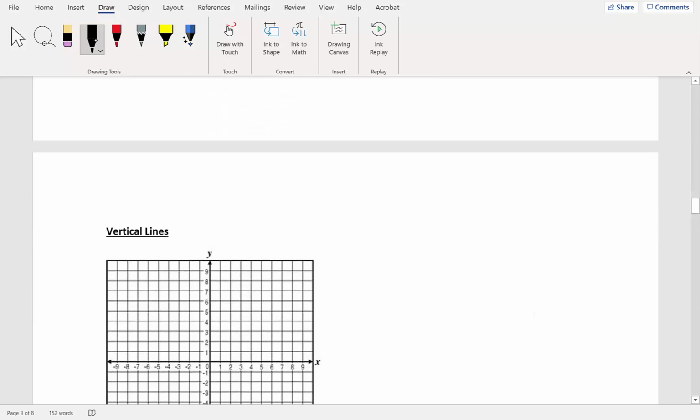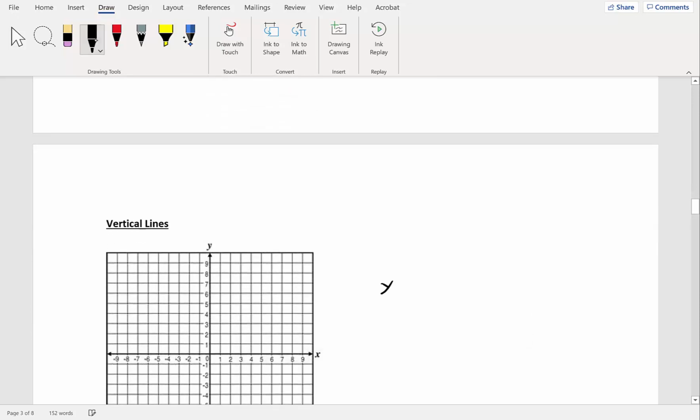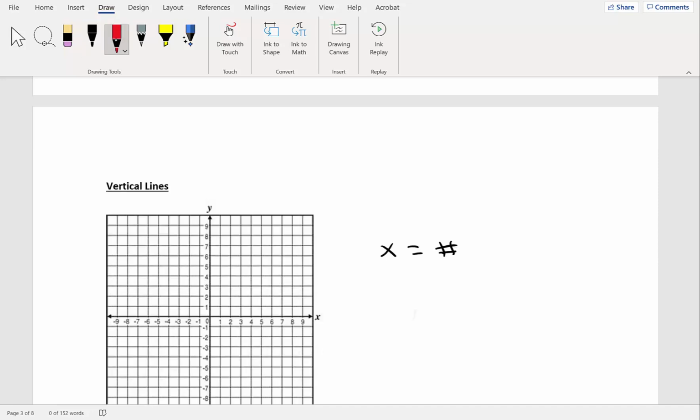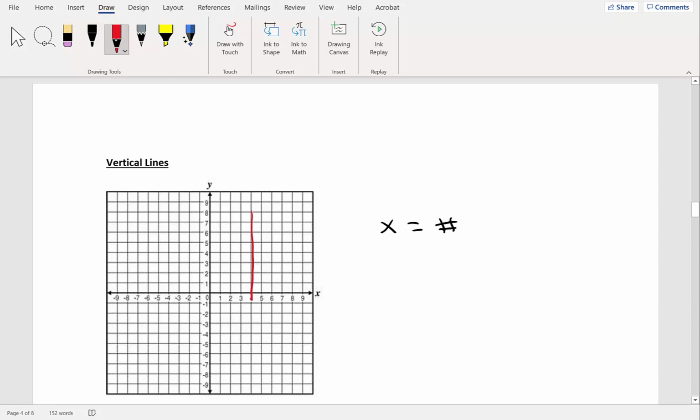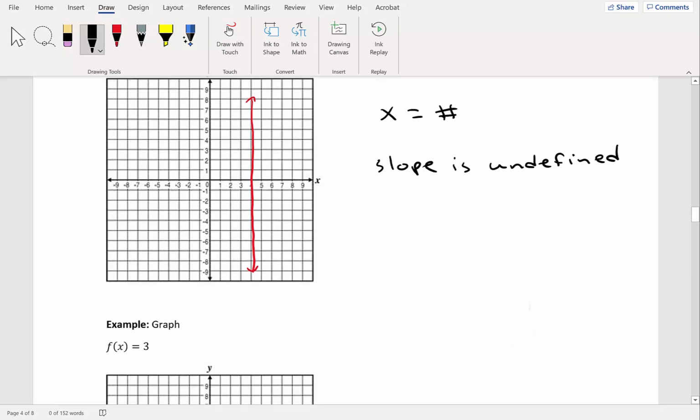Next we have vertical lines. Vertical lines have the form x equal to some number. So if there's no y's in the equation, what that indicates is you have a vertical line. So a vertical line is a straight line going up and down. Now the slope of a vertical line is undefined. Now let's take a look at examples and how to graph these types of lines.